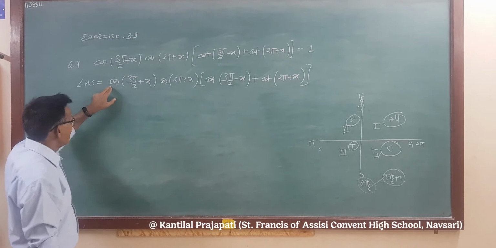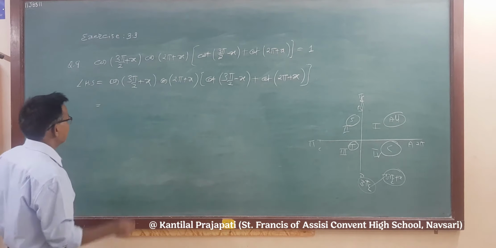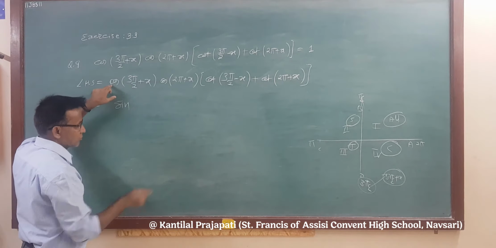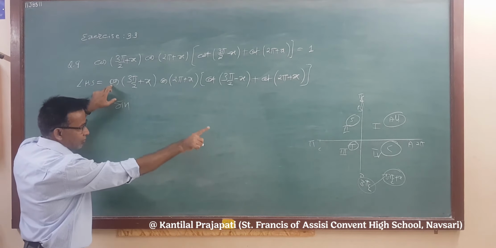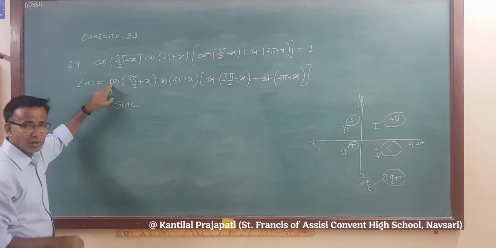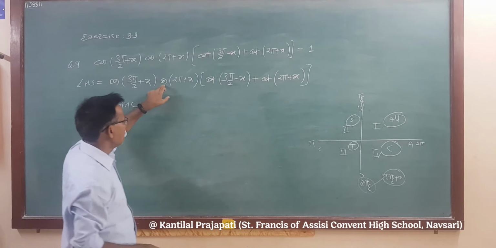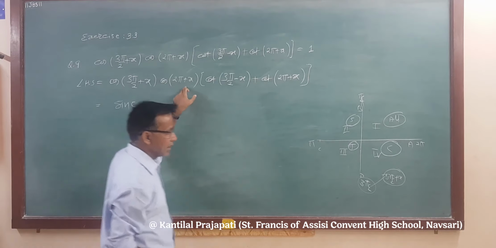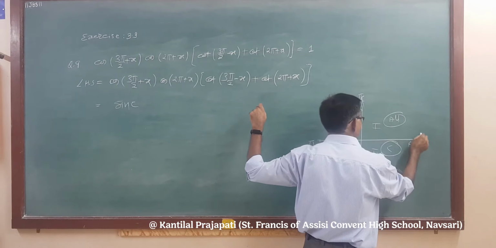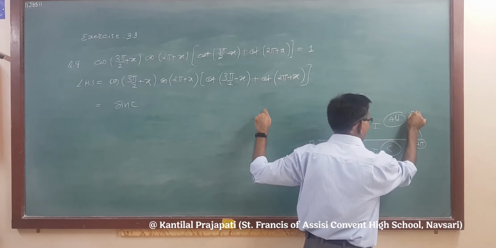So cos will be changed to sine. Right, sine. Which function is given? Cos. Cos is already positive in what? Fourth quadrant. So we get sin x only, into cos of 2 pi plus x. So again 2 pi is here. Right? 2 pi here, and in the anti-clockwise direction we have to move 2 pi plus x.